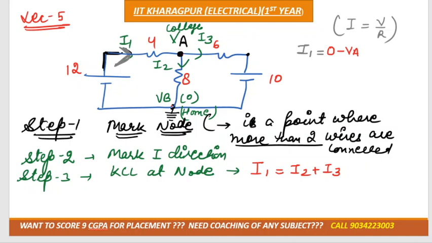So that would be 0 minus VA, and whatever battery comes in your path, you take the second sign of the battery. You are moving from 0 to VA, the second sign of the battery is plus 12. So that would be plus 12 divided by the resistance in your path, which is 4.